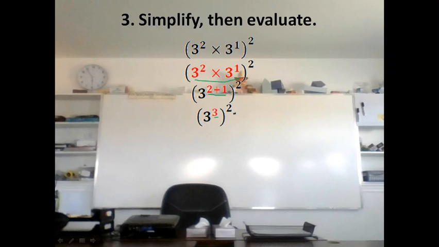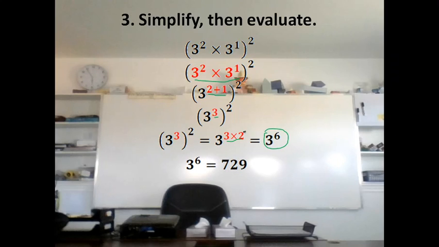But now this question looks a lot like the question we just solved in example number 2. Now we can use the exponent law for a power of a power to get this to a single power. So 3 to the power of 3 all to the power of 2 equals 3 to the power of 3 times 2, which equals 3 to the power of 6. Now that we have 3 to the power of 6, we can solve for standard form. 3 to the power of 6 equals 729.